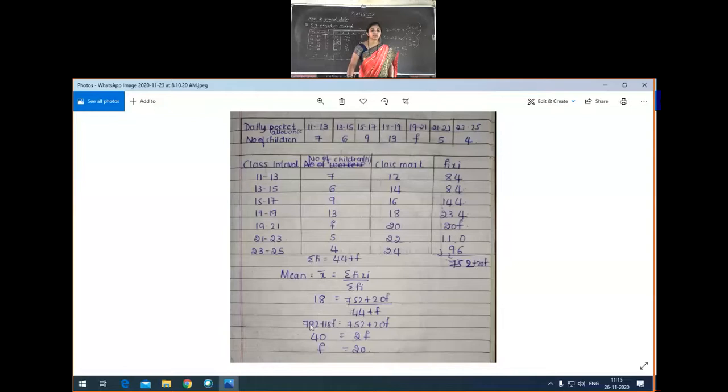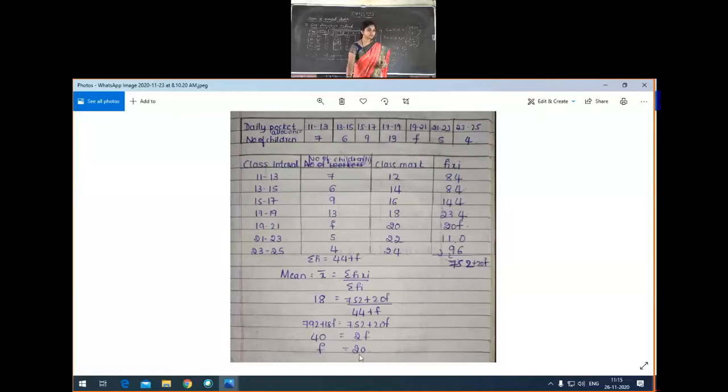So 792 plus 18F is equal to 752 plus 20F. Take the like terms to one side: 20F, then take this 18F to this side, so 20F minus 18F is 2F. Here 792 minus 752 is 40. Therefore, F is equal to 40 divided by 2.